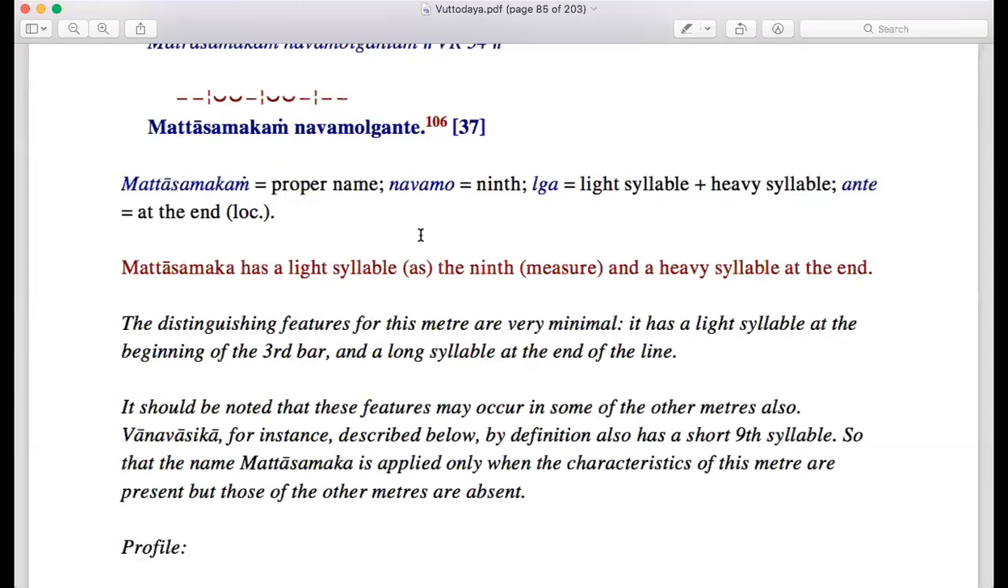Please ask your question. I was confused with another thing. So the question is, that means technically it can have only 15 measures, but because the last one we take as heavy, it becomes 16.